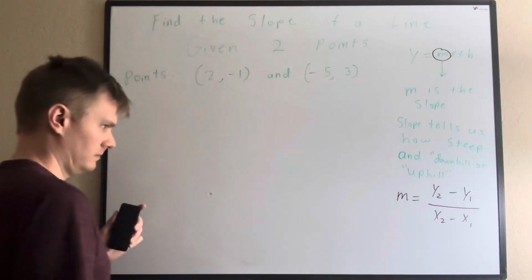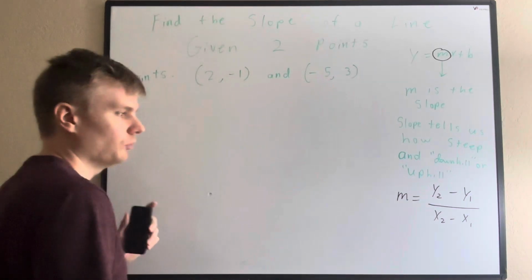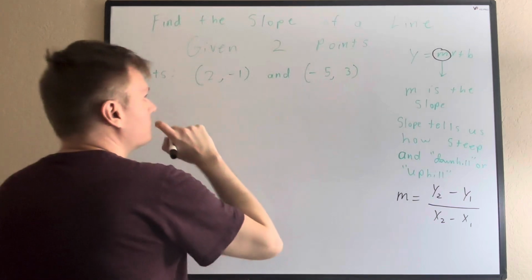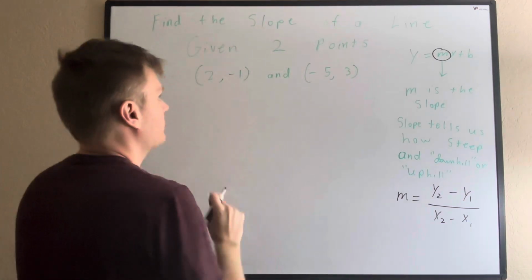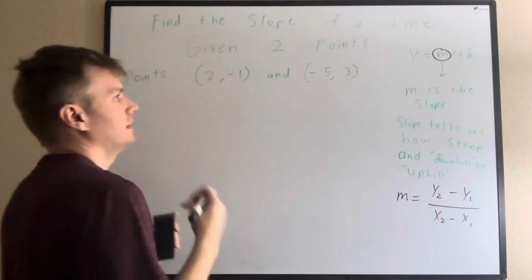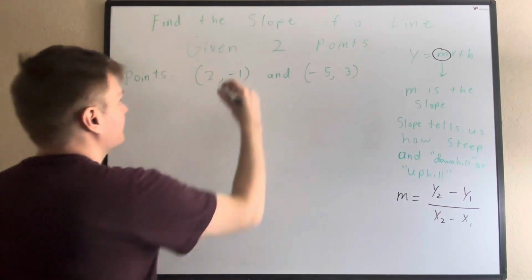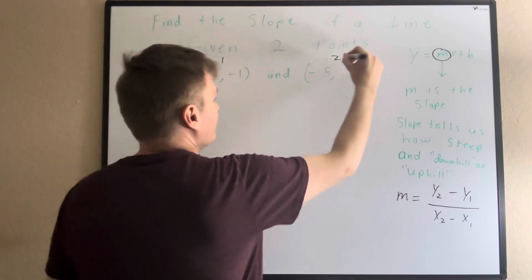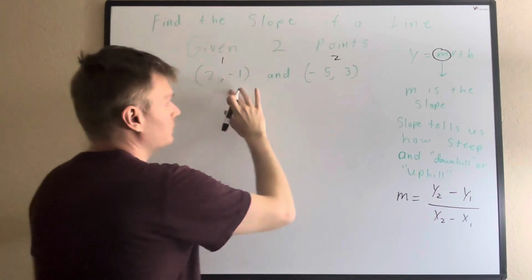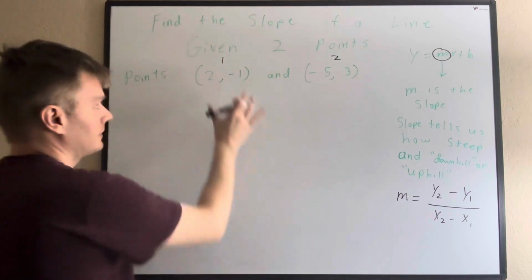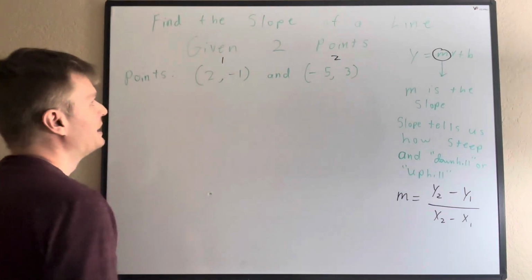Now, what's with the ones and the twos? Well, you have to decide which point is going to be your point 1 and which point is going to be your point 2. Does it matter? No. We could have this one be 1 and this one be 2, or vice versa. But we're just going to go with this one as 1 and that one as 2 just because it's on the left when it was written out.